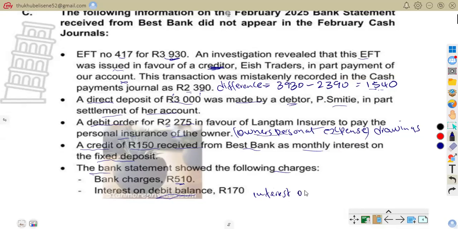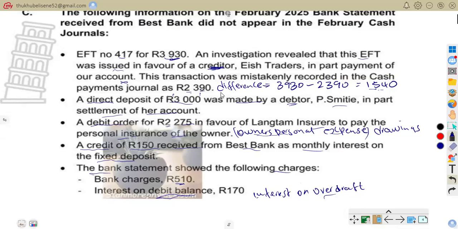It is interest on overdraft. We're taking more than what we have in the bank, so we are going to be charged on that. Once it says interest on debit balance, it's not interest on credit balance. So this is an overdraft, and we are going to be charged that interest. It's a charge that you pay as a business if you take more than what you have in the bank. So let us record bank charges as well as interest on debit balance.